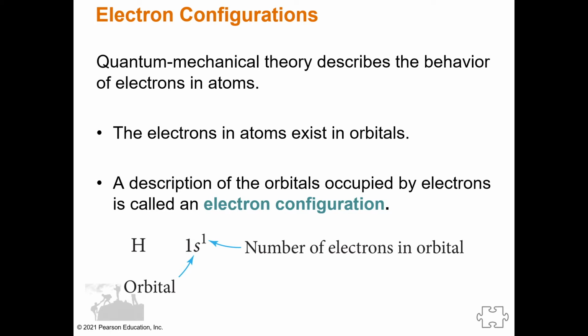The way that we write out the electron configuration is by using n and l. So this big 1 here represents n, which is the energy level. And the s, as you know from the previous chapter, represents the l quantum number. This superscript 1 tells you how many electrons are in this particular orbital. So again, hydrogen only has one electron. So we would read this electron configuration as 1s1.